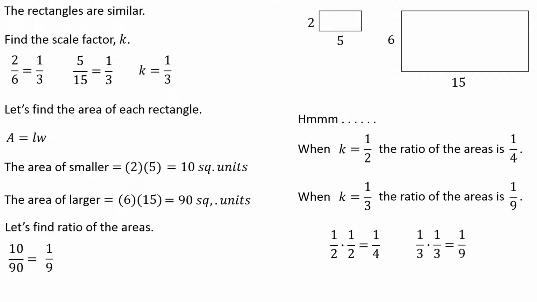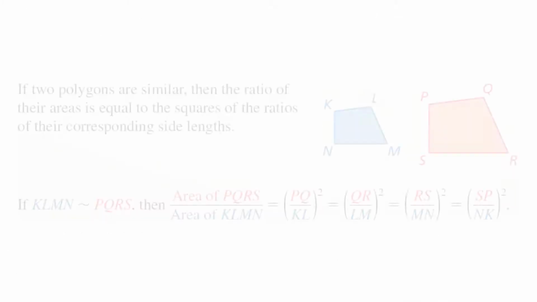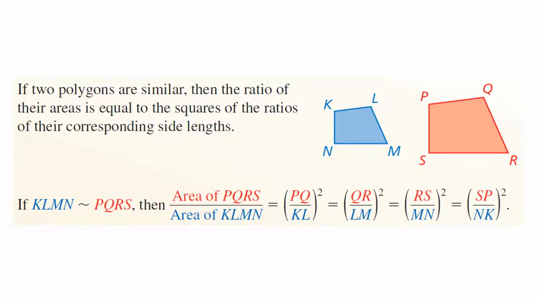Hey, 1/2 times 1/2 is 1/4. 1/3 times 1/3 is 1/9. The ratio of the areas, it's not k, it's k squared. Ooh, because area is square units. Oh, this is so exciting. Again, from a textbook, Big Ideas curriculum, closely aligned with our state core curriculum: if the polygons are similar, then the ratio of their areas is equal to the squares of the ratios of their corresponding sides. So it's the square of the ratio factor.